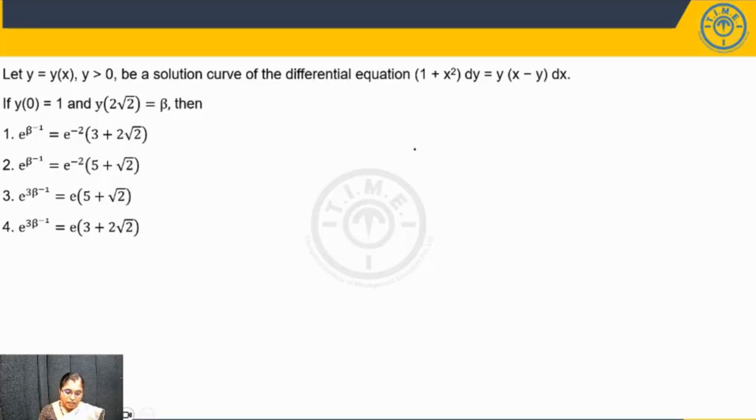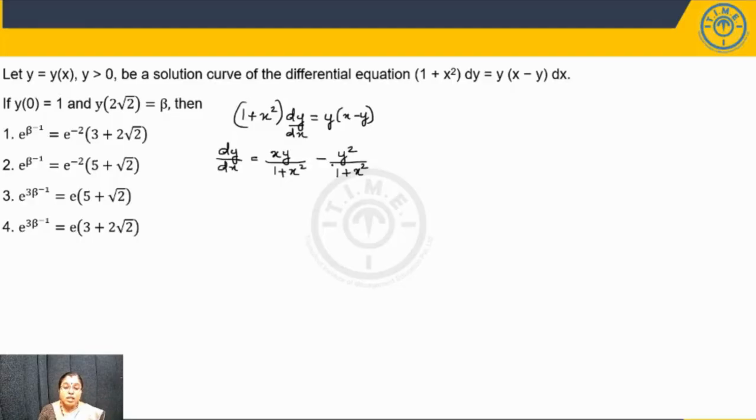So let's do one thing. Let's first rearrange: (1 + x²) dy = y(x − y) dx. Let's take 1 + x² to the right hand side. So we'll get dy/dx = xy/(1 + x²) − y²/(1 + x²).